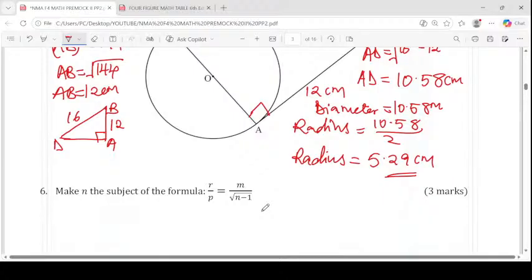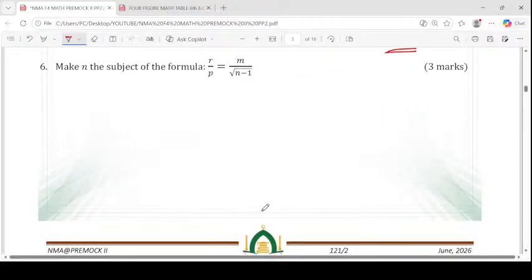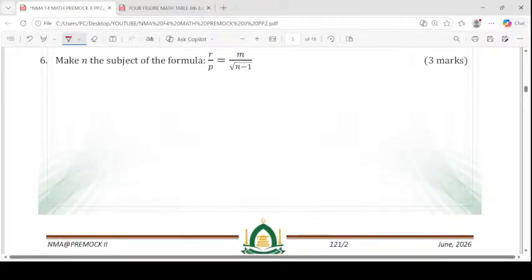Question number 6. We are now moving to question number 6, ladies and gentlemen. Make n the subject of the formula. R over P is equal to M all over the root of n minus 1. So when you have such a question, how should we approach it?